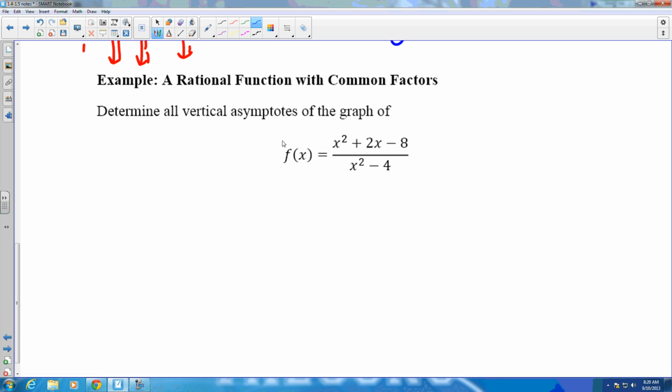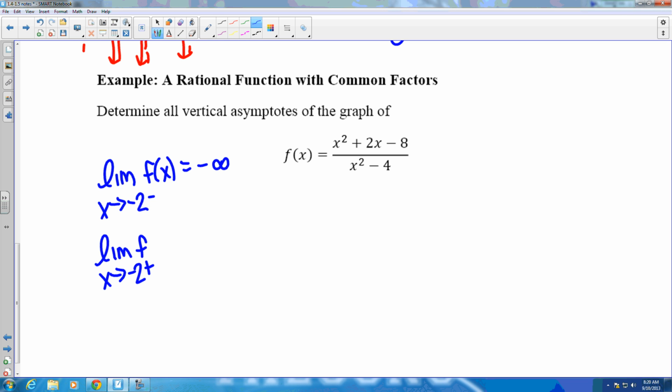Okay, here we have a rational function with common factors. That means that we can find the factors at the top and the bottom and cancel some stuff to work it out. If we were to look at the graph right now, the limit as we approach -2 from the left is negative infinity, and the limit as we approach -2 from the right is positive infinity. So we think that there's a vertical asymptote there, but we need to find if there's any other ones.